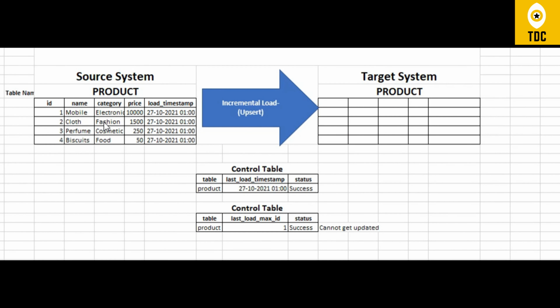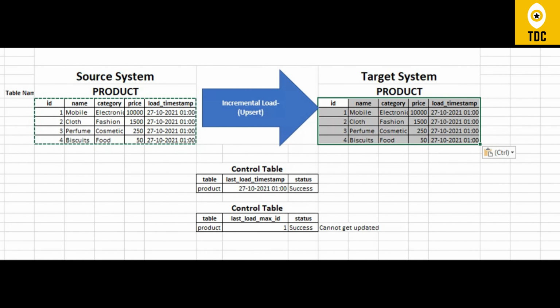So next, let's take an example of incremental load, where again we have a source system and the same product table, and our intention is to load the data from the source system to the target system. During the initial load, the incremental load strategy is the same as full load. That means we bring this entire data from the source system to the target system. However, there might be a new record getting inserted in the product table, and there is also a possibility that the data is getting updated from 1500 to 2000 here.